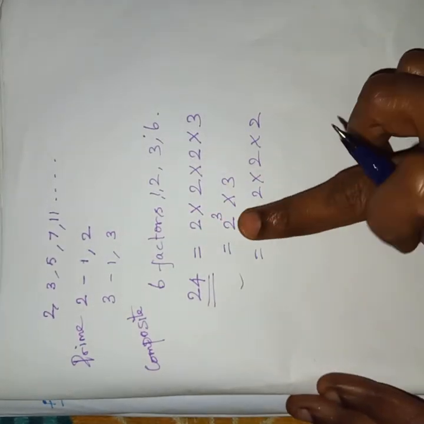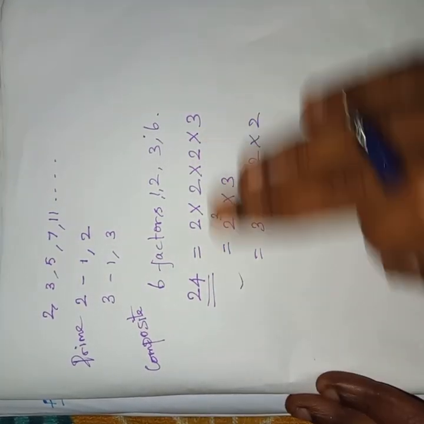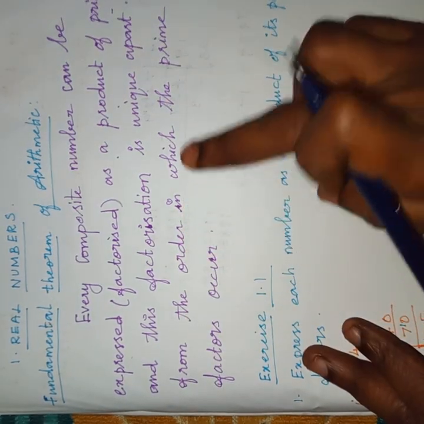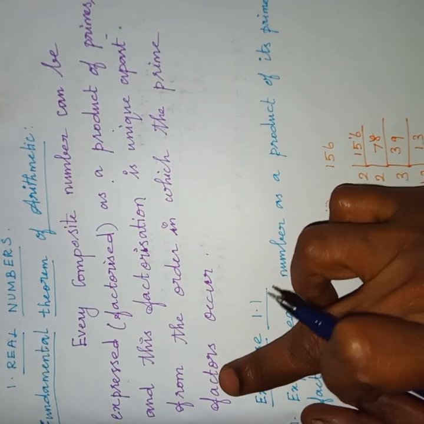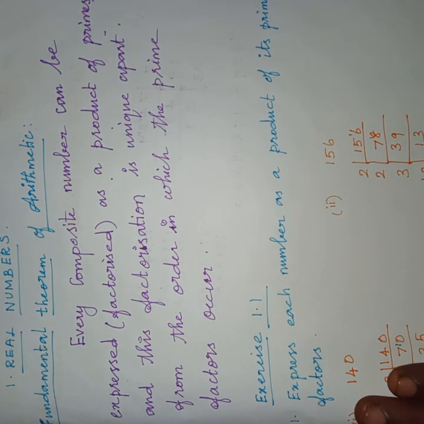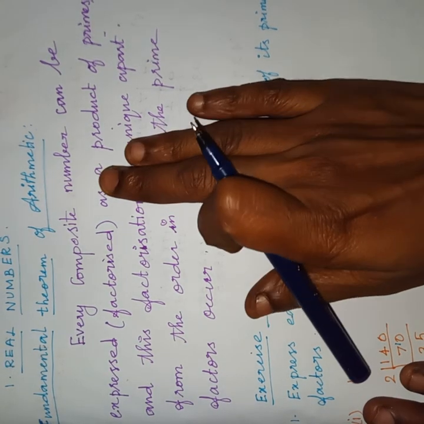Unique means what? 24 is expressed as 2 cube into 3 only. There is no other way to write 24, apart from the order in which the prime factors occur. So the order we can change, but the prime numbers cannot change. So this is the fundamental theorem of arithmetic.